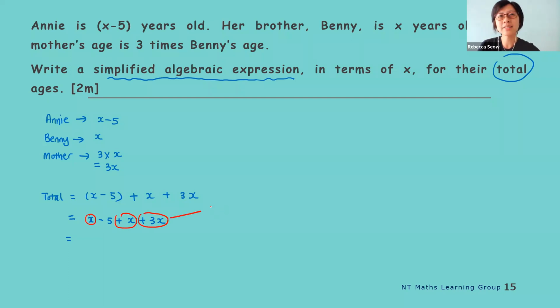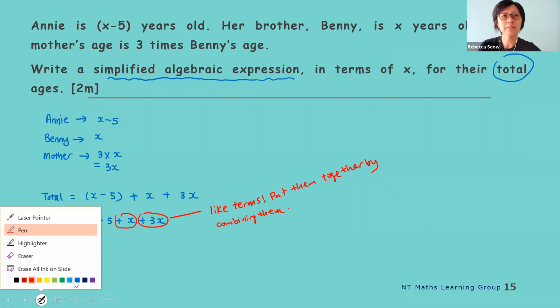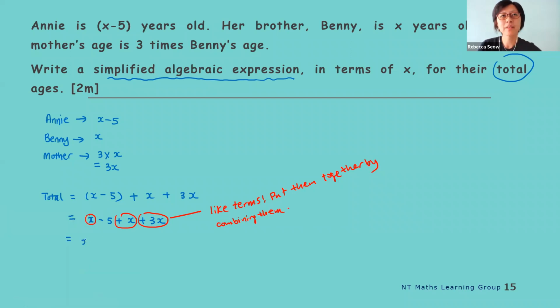So in maths, these are called like terms. We put them together by combining. So let me show you step by step. And this is the part we can combine.